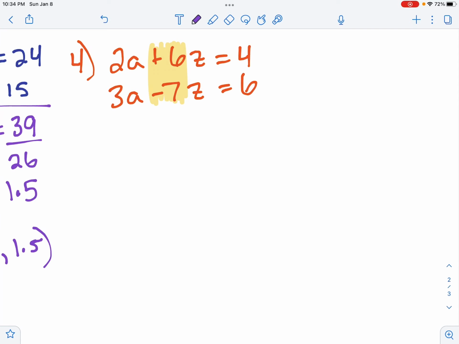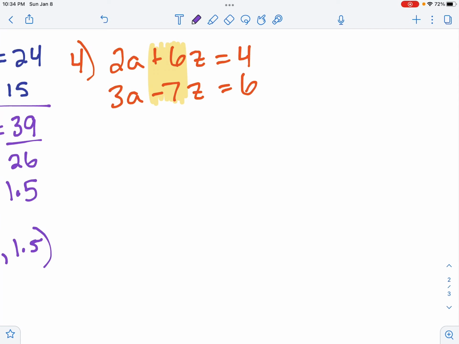So on the top, I have 7 times 2, which is 14a, 7 times 6, which is plus 42z, and then 7 times 4, which is equals 28. Now on the bottom one, 6 times 3 would be 18a, 6 times negative 7 is minus 42z, 6 times 6 would be equals 36. Let's go ahead and add these together.